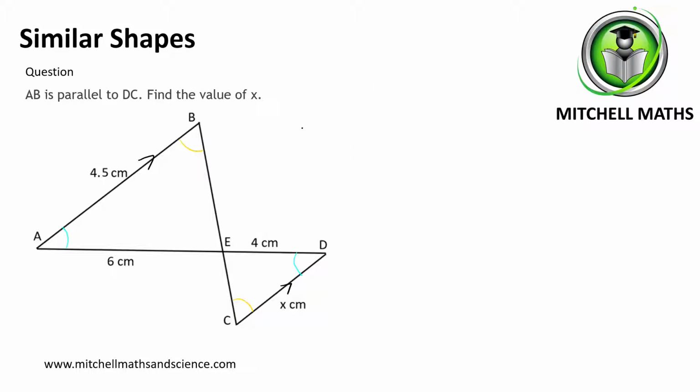Let's start off this question by working out the scale factor. We know that 6 and 4, those sides are proportional, so we can do 6 divided by 4, which will give us 1.5. And now we need to find length CD. Well, we're going from the larger side to the smaller side, so we're going to divide by the scale factor, which will get us 3 centimetres.